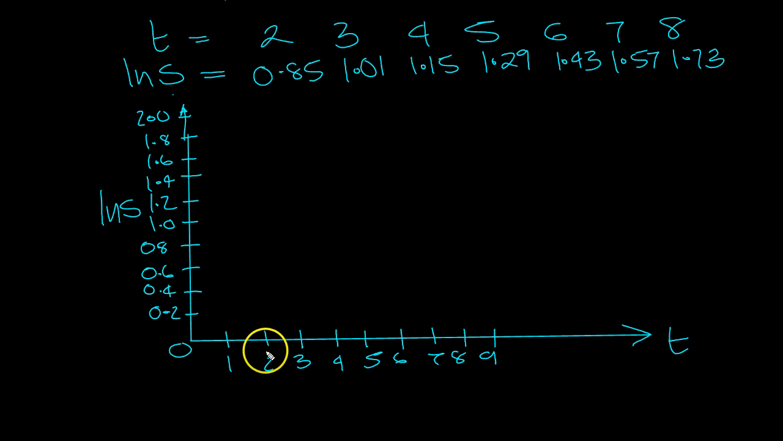Now we can plot the points: 2 and 0.85, as accurately as you can on your graph paper when you do this example. 3 and 1.01. 4 and 1.15. 5 and 1.29, 6 and 1.43, 7 and 1.57, 8 and 1.73. So I've done my best with the limitations I've got. So let's draw the graph then.